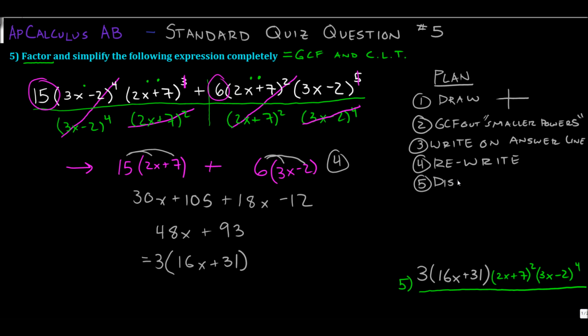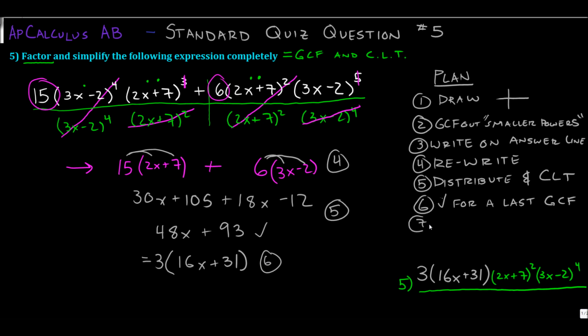Step 5 will do two things. We're going to distribute and CLT, so distribute in, and then combine like terms, which we did right there. So this is step 5 basically. And then step 6 is to check for a last GCF, just in case there's one there. In this case we had one, so this was step 6. Then last is to put it all on the line.